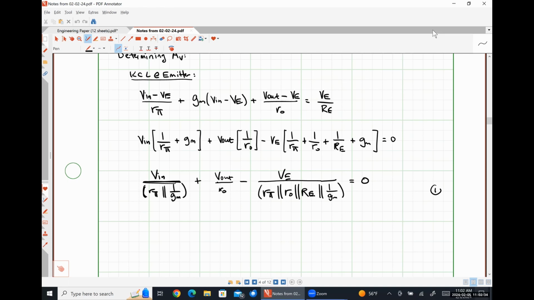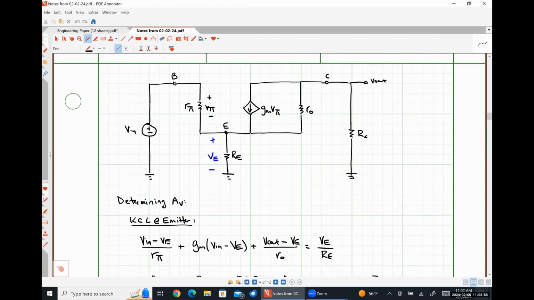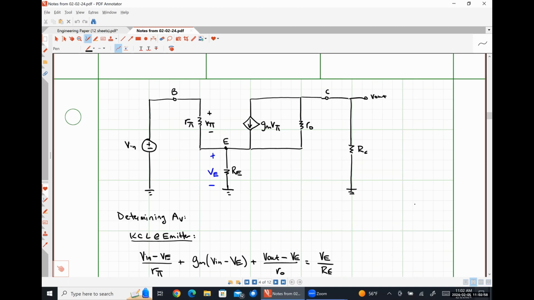Okay, when we left off on Friday, we had performed Kirchhoff's current law at the emitter node of our small signal model for our common emitter amplifier, including emitter degeneration and early effects. So what we're going to do now is apply Kirchhoff's current law at the collector terminal. So let's scroll back up here and see what we've got.